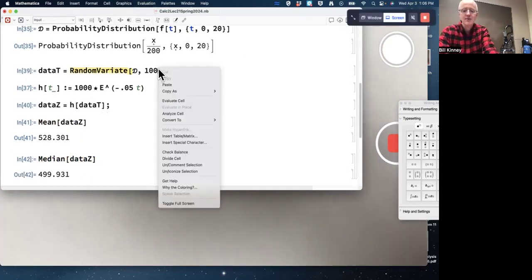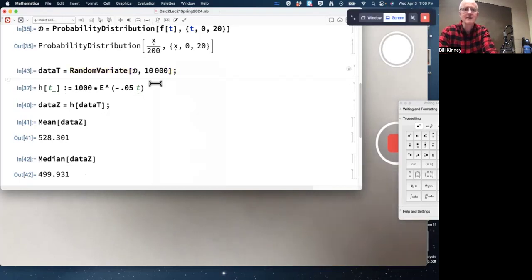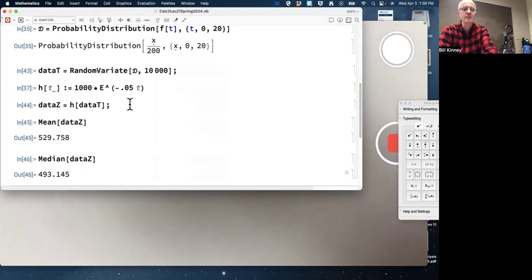You want to play it extra safe, try 10,000 simulated data points. Again, the semicolon just suppresses the output. Mean is close to 528 still, median is close to 493. Just like we got with the theory. Confirming the theory seems right. Two purposes of simulation. One purpose is to confirm theory. One is to do simulations when the theory is just way too hard.